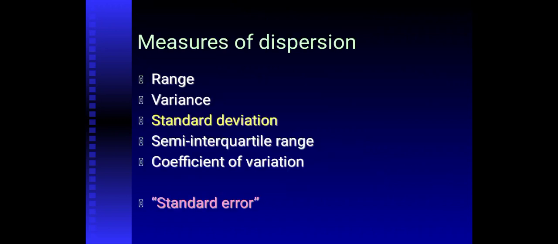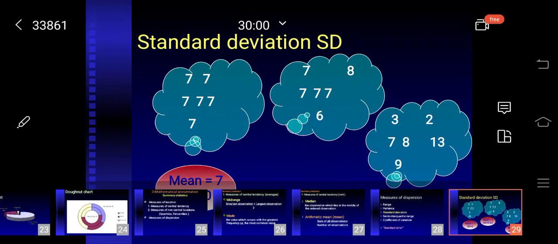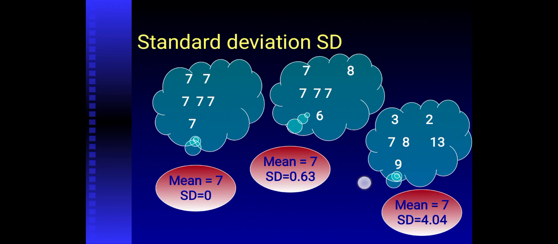Measures of dispersion. It is of 5 types: first one, range, variance, standard deviation, semi-interquartile range, then coefficient of variation, and finally standard error. These are the measures of dispersion. Then this is an example for standard deviation. Standard deviation we will see in detail in the next class.